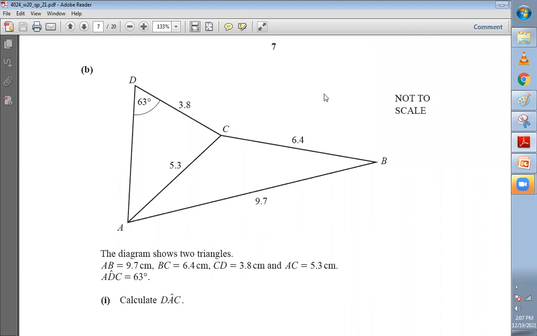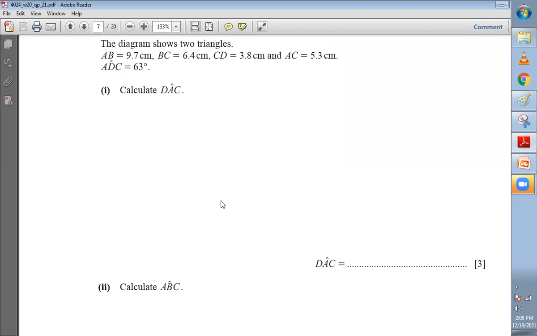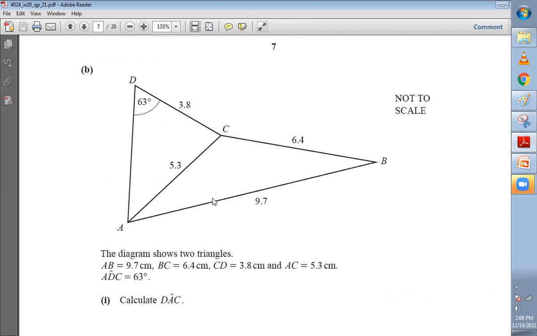Then we have question number 3, and it's B part. He says the diagram shows 2 triangles. AB is 9.7 centimeter, BC is 6.4 centimeter, CD is 3.8 centimeter, AC is 5.3 centimeter and angle ADC is 63. The first question coming up is of 3 marks. He says, calculate the angle DAC. They want you to find out the angle DAC.